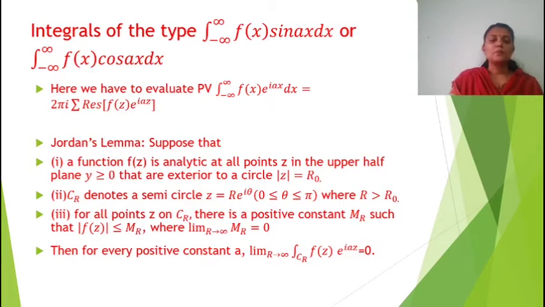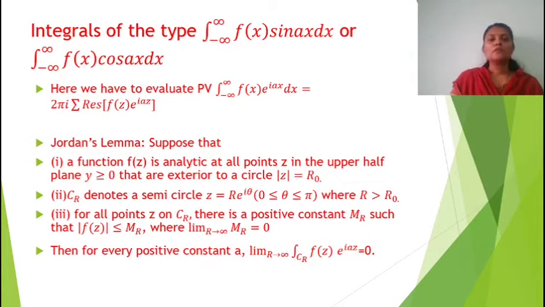Jordan's lemma is: suppose that a function f of z is analytic at all points z in the upper half plane y greater than or equal to 0 that are exterior to a circle mod z equal to r naught, and CR denotes a semicircle z equal to r e raised to i theta, 0 less than or equal to theta less than or equal to pi, where r greater than r naught. Third, for all points z on CR there is a positive constant mr such that modulus of f of z is less than or equal to mr, where limit r tends to infinity mr equal to 0. Then for every positive constant a, limit r tends to infinity, integral over CR f of z e raised to iaz equal to 0.